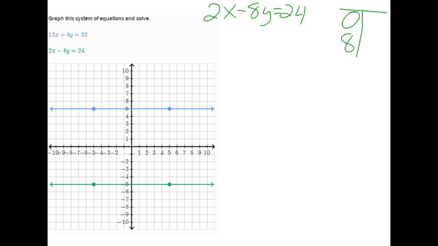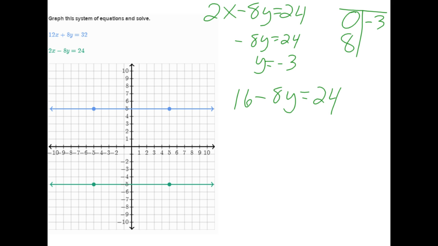Substitute the 0 in, I get 0. So it's a negative 8y equals 24. Divide both sides by a negative 8, and you get a negative 3. So here you get y equals negative 3. When I substitute my 8 in, 8 times 2 is 16, so I'm going to have 16 minus 8y equals 24.